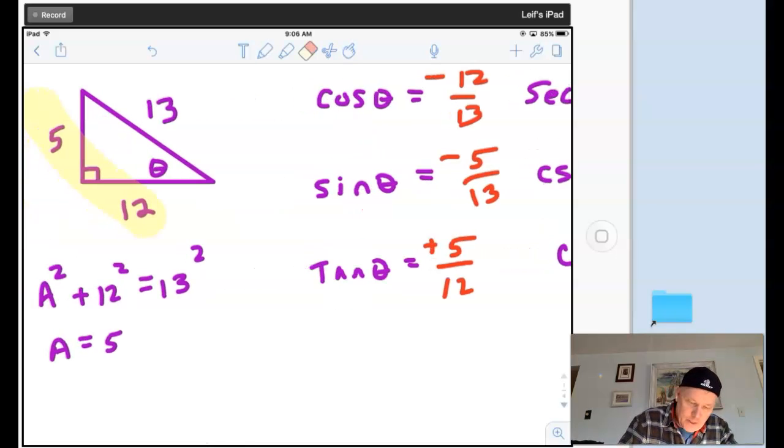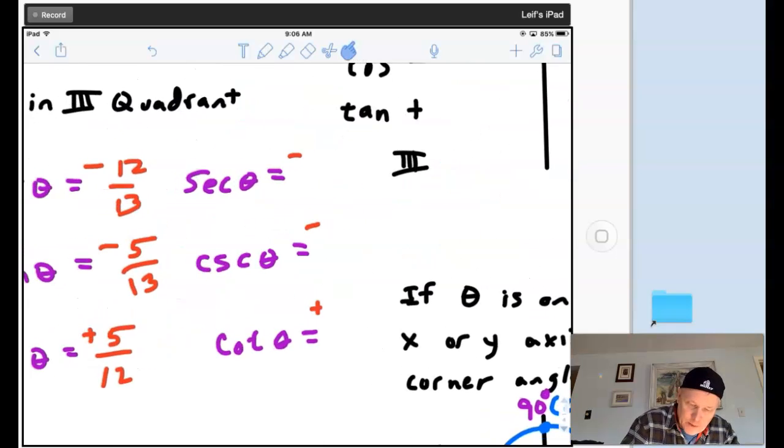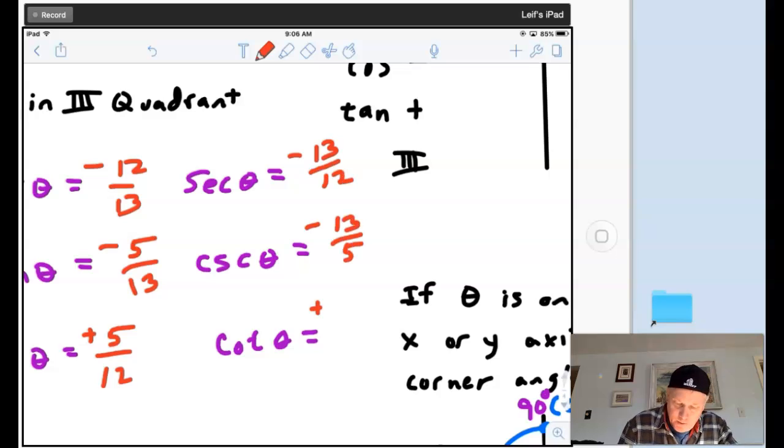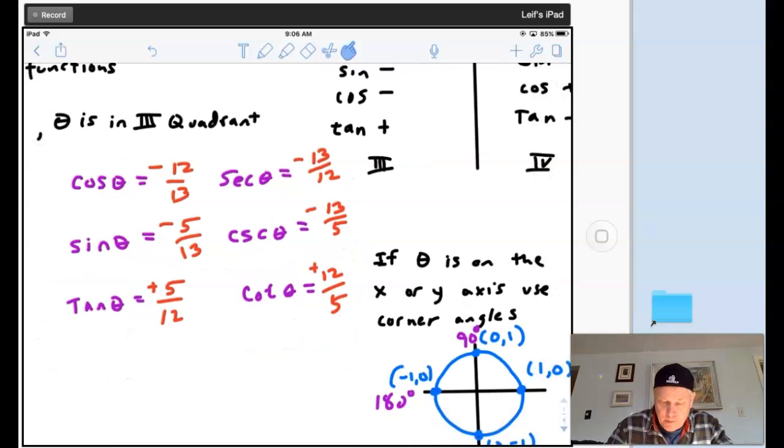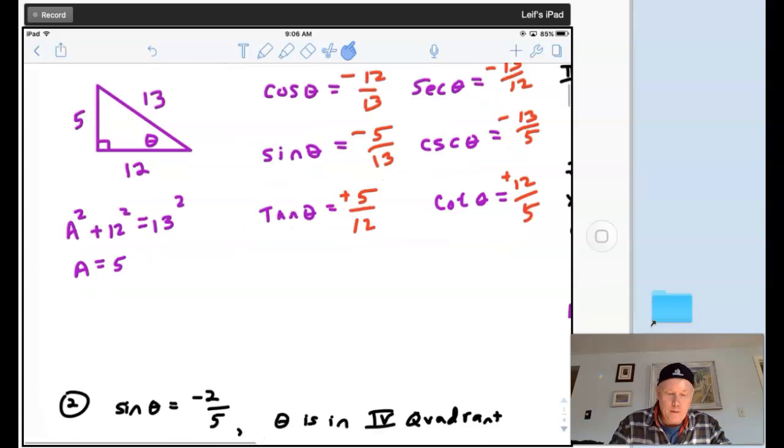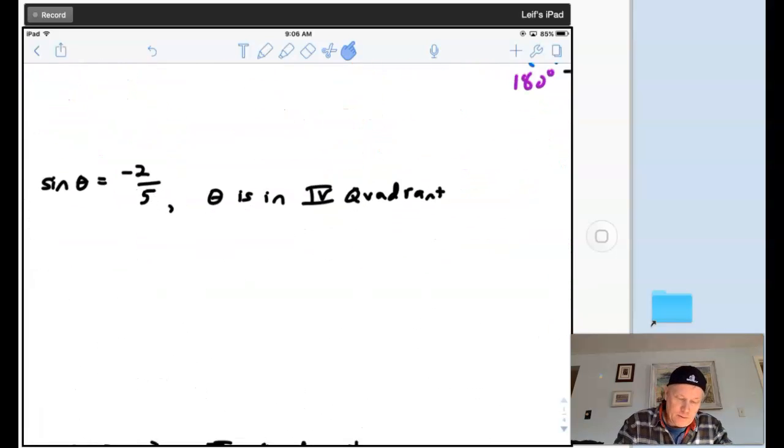Okay, now that I've done that, the inverse functions will be a piece of cake. I can just flip these upside down. I've already got the negatives taken care of. So this one's 13 over 12, this one's 13 over 5, this one's 12 over 5, and I've got my answers there, okay? Okay, next one, same idea.